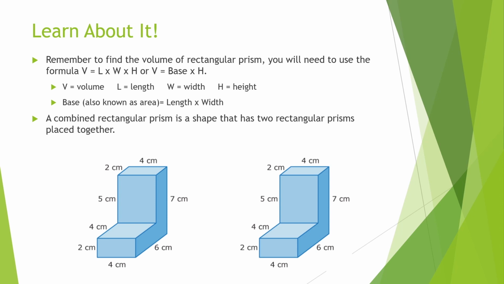Okay, so in review, when we're working with volume, we have our basic formula for volume, which is volume equals length times width times height, or volume equals base times height. And your base is simply your length and your width. So we have our length and our width multiplied by our height.